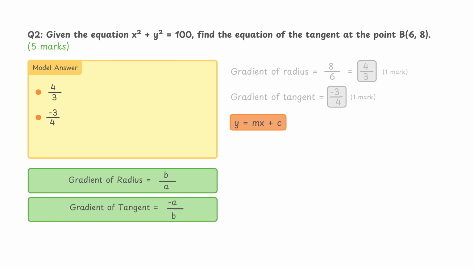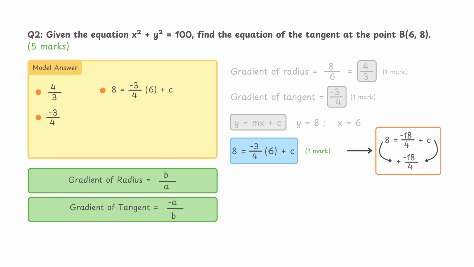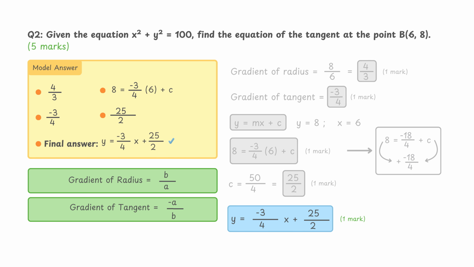Now we simplify. Negative 3 over 4 multiplied by 6 gives negative 18 over 4. So we have 8 equals negative 18 over 4 plus c. This gives 50 over 4. We can simplify 50 over 4. 50 over 4 is equal to 25 over 2. This earns another 1 mark. Finally, we write the equation of the tangent. y equals negative 3 over 4 x plus 25 over 2. This is the final answer, and it earns the last mark.